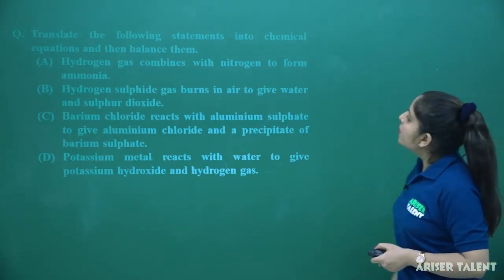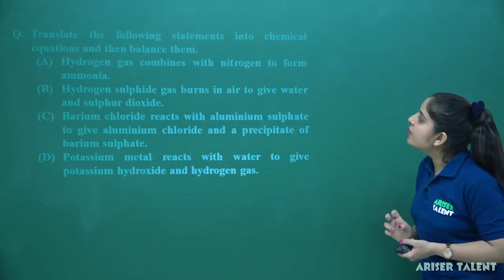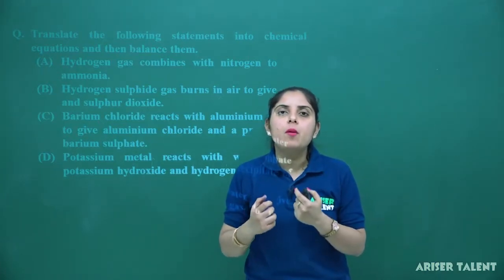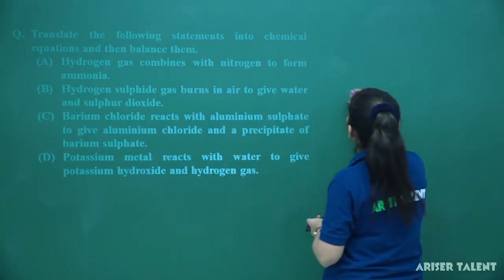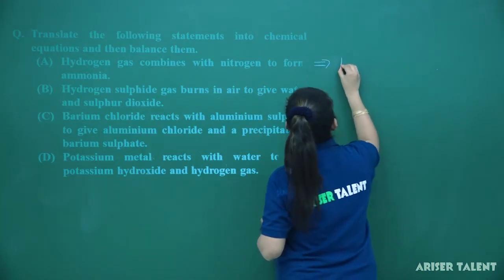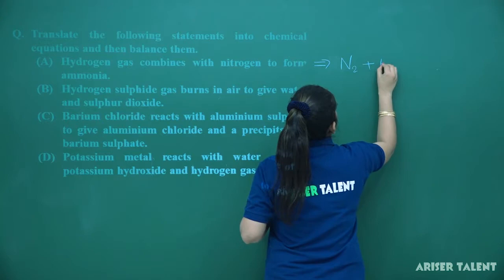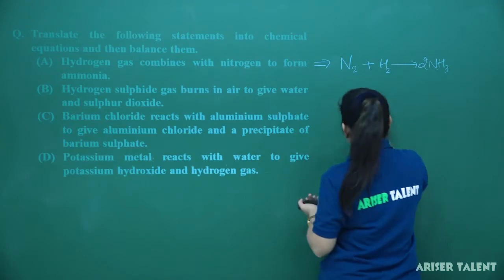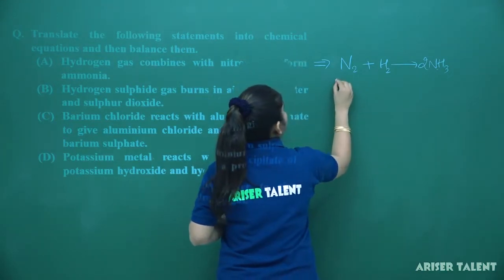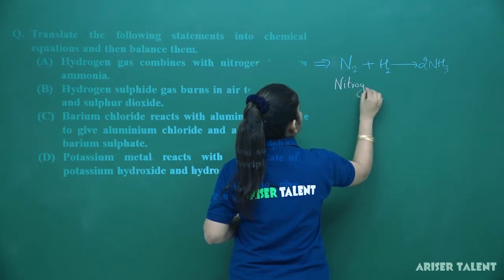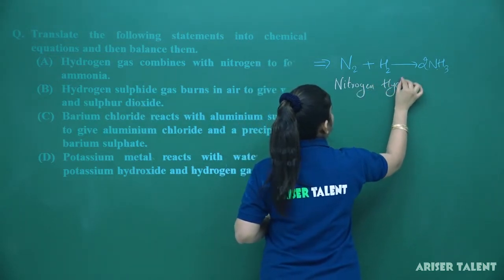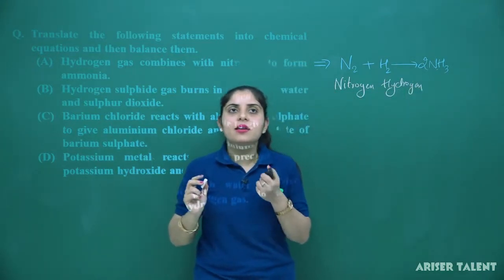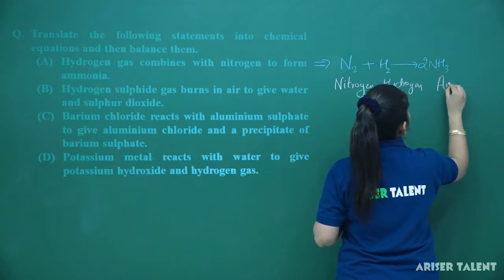So, our question number 1 is, hydrogen gas combines with nitrogen to form ammonia. Basically, hydrogen combining with nitrogen to form ammonia is known as the Haber's process. So, we have the complete equation for this. N2 plus H2 gives NH3. It means N2 is nitrogen, H2 is hydrogen, and the product we are obtaining here is ammonia. So, NH3 will be ammonia.